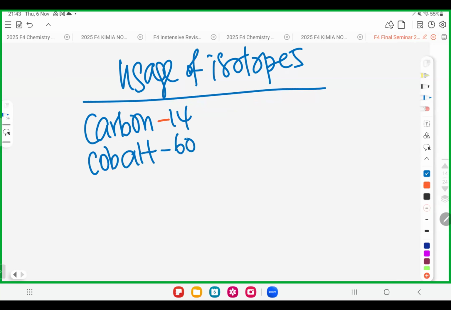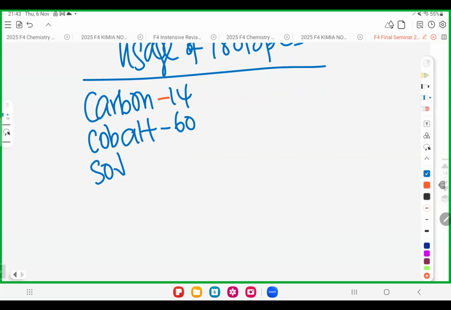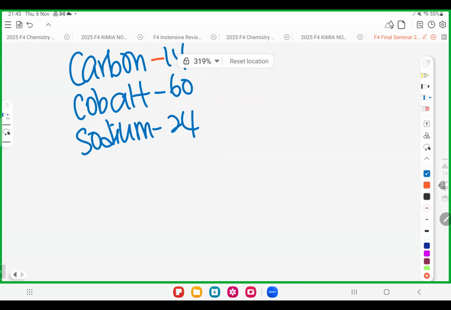Next one, we have cobalt 60. Cobalt 60 can use to kill cancer, can use to kill bacteria in the food. Then we have sodium 24. Sodium 24 is used to detect underground pipe leakage. If underground got pipe leakage, you can use sodium 24 to detect. Then we have iodine 131. Iodine used for thyroid. If you have thyroid disease, you can use iodine. Okay, so these are some important isotope you need to know.